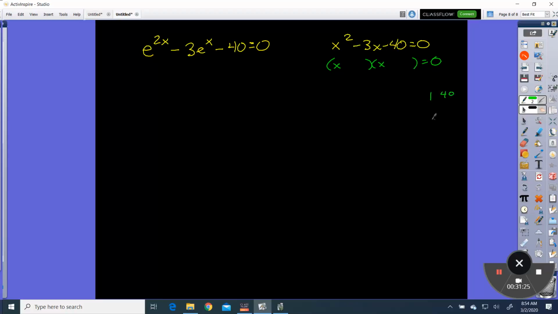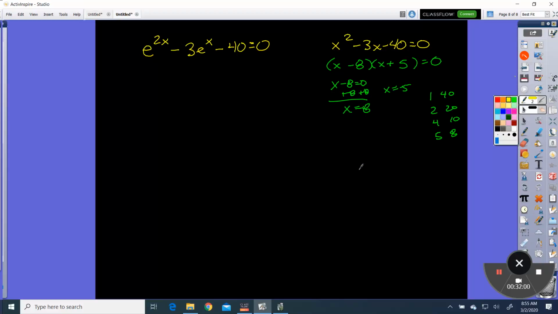1 and 40 multiply to 40 but add to 41, so that doesn't work. 4 and 10, 5 and 8. What's 8 minus 5? So that's the one that works. Minus 8 plus 5 multiplies to be negative 40 and adds to be negative 3. Then we take each of those and put each equal to 0, right? I'd get x equals 8 and x equals negative 5. So this is stuff that we've done. We're going to carry this over to some new stuff.